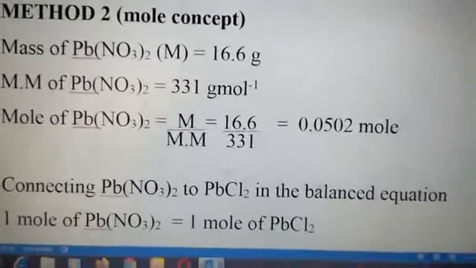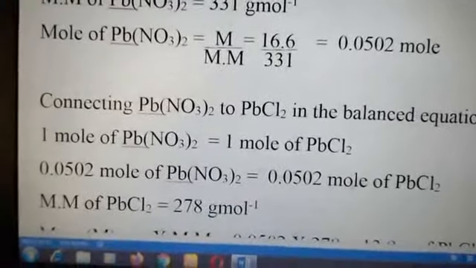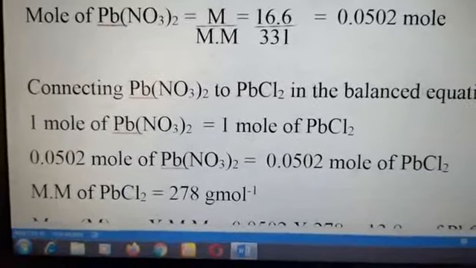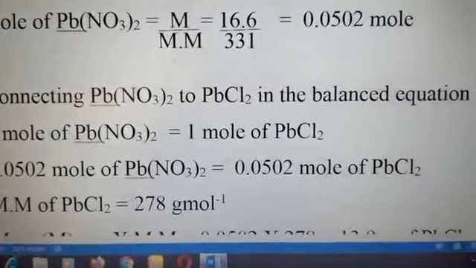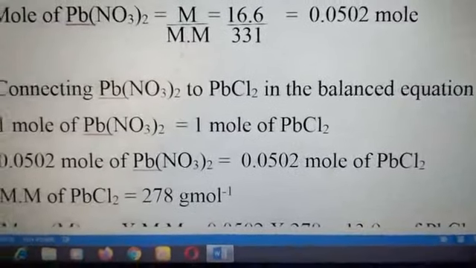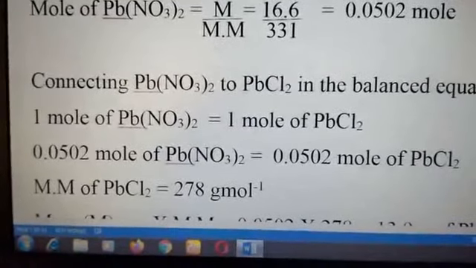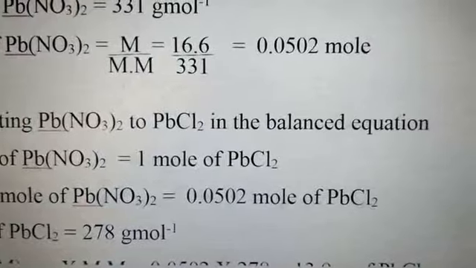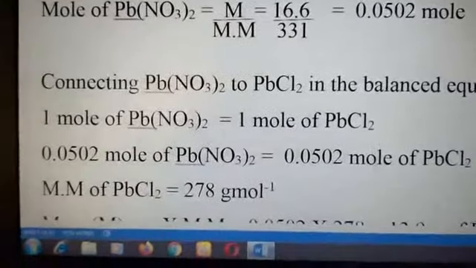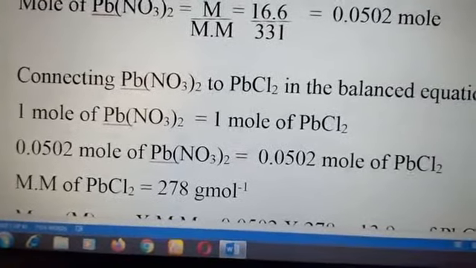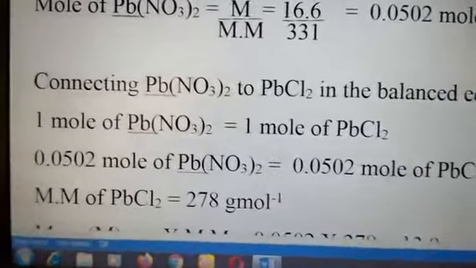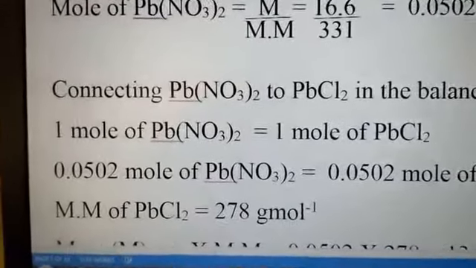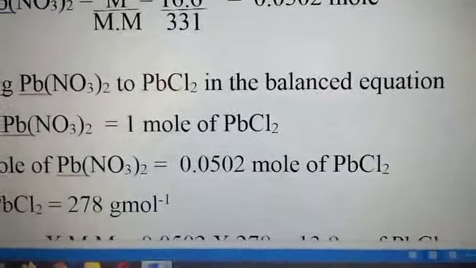We now connect from the balanced equation as we did before. The number of moles in the equation is 1:1. So 1 mole of lead nitrate is equivalent to 1 mole of lead chloride. 0.0502 mole, which is the number of moles obtained by calculation of lead nitrate, gives us also the same 0.0502 mole of lead chloride, because the ratio is 1:1. So x mole of this will still give the same x mole of that.